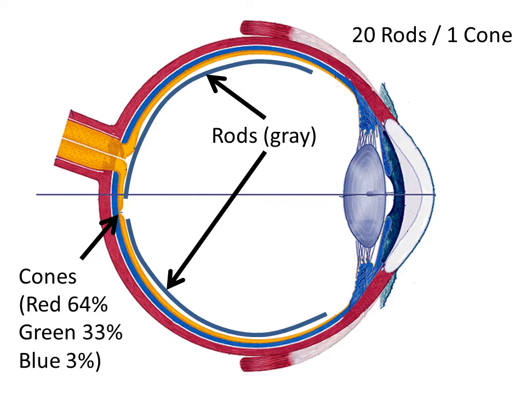Now, the proportion between rods and cones and the different kinds of cones is really important in understanding what goes on. So, there are 20 rods to every cone. Wow, we got lots and lots and lots of grayscale sensing. However, those 20 rods are scattered. Actually, they're 20 million rods. They're scattered over a very large area. Because these rods cover such a large area, their density is actually quite low.